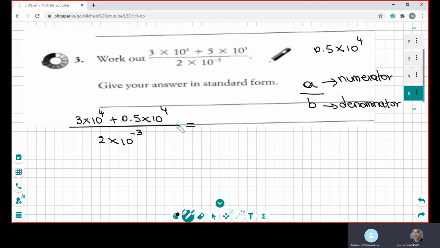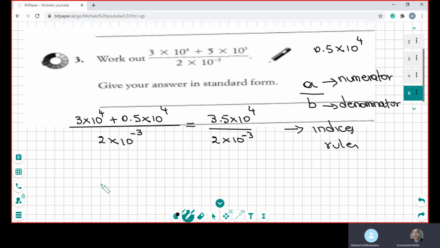Since they have the same powers, they are like terms, so I can add them as 3 plus 0.5. So it's 3.5 times 10 to the power of 4 divided by 2 times 10 to the power of -3. Now, to simplify this fraction, I need to remember, I need to use the indices laws, the indices rules. Remember, with division, we subtract the indices.